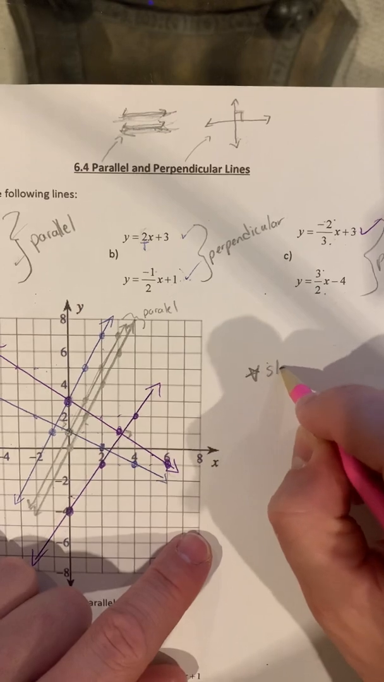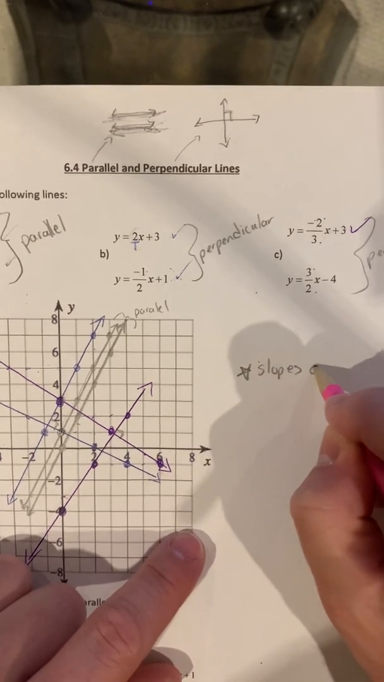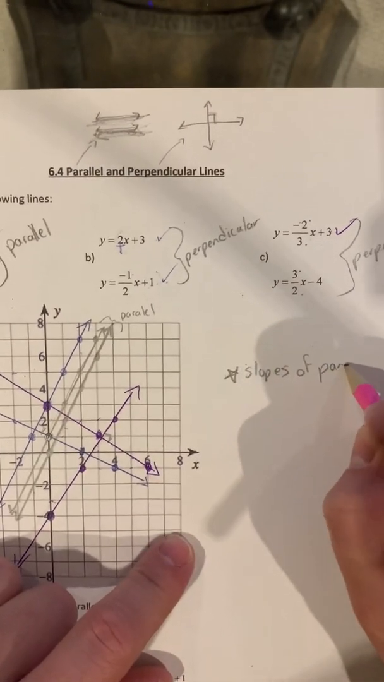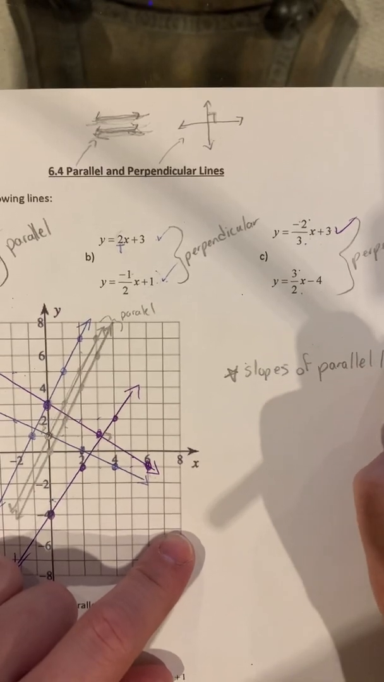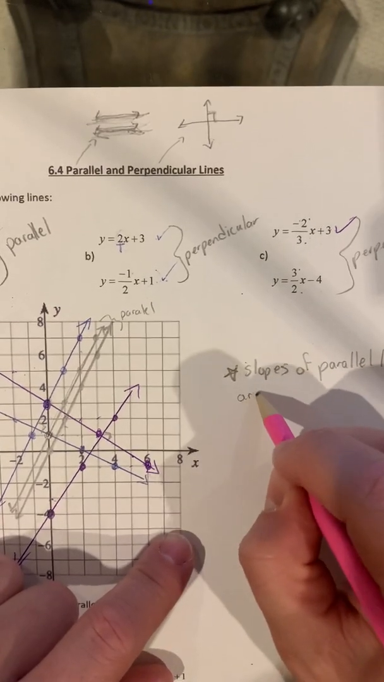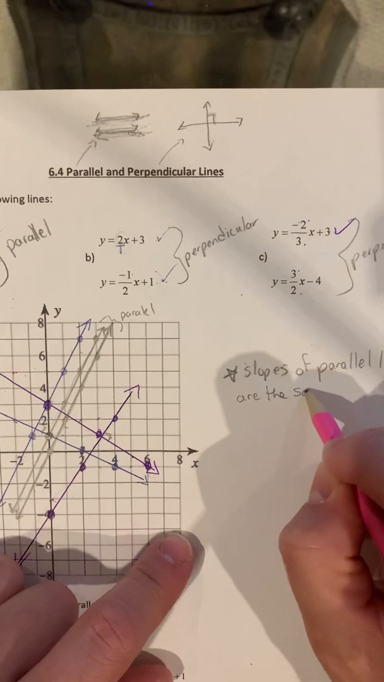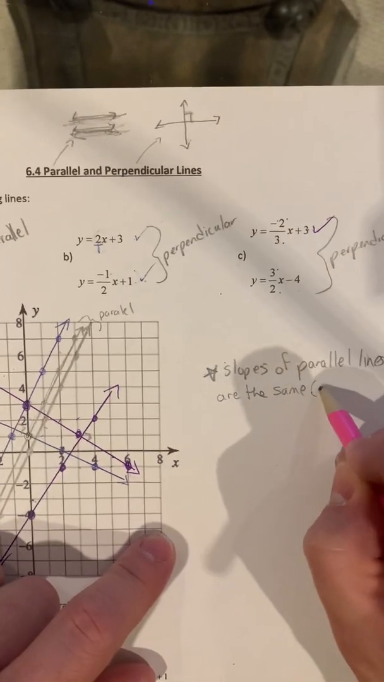Okay, so slopes of parallel lines are the same. Identical in that case.